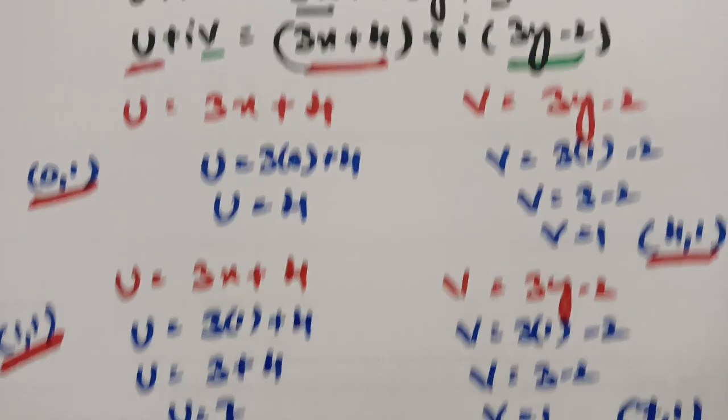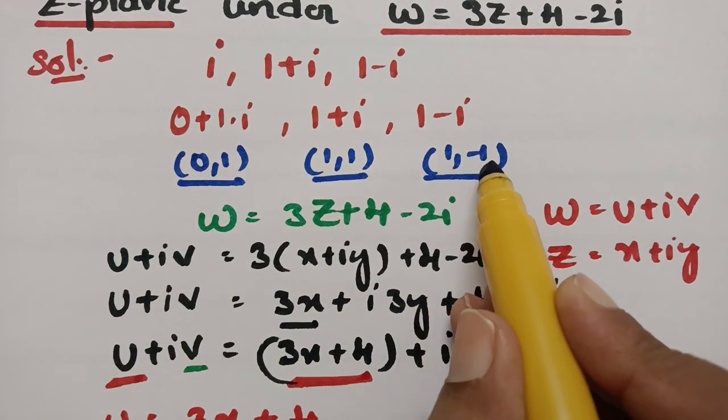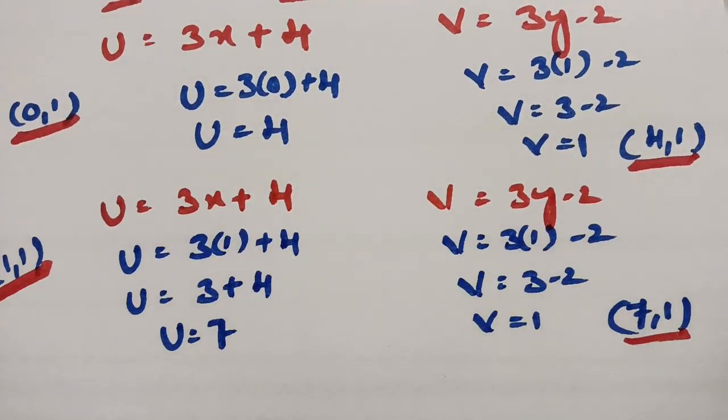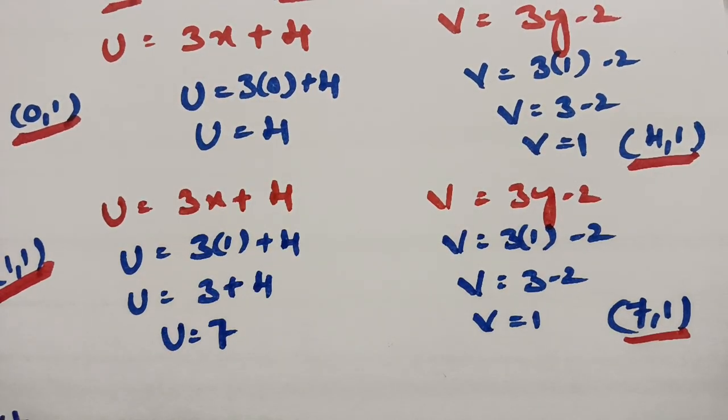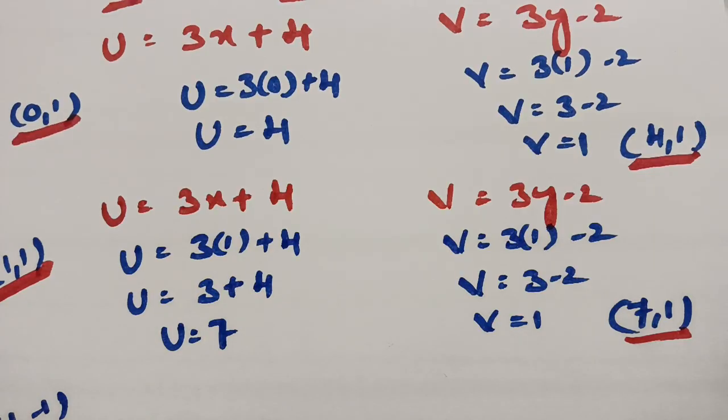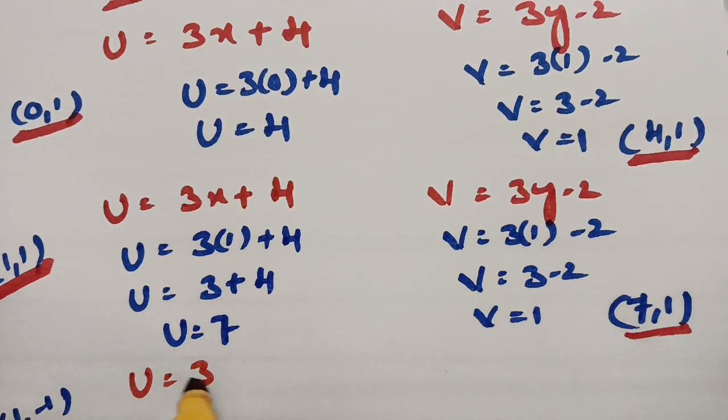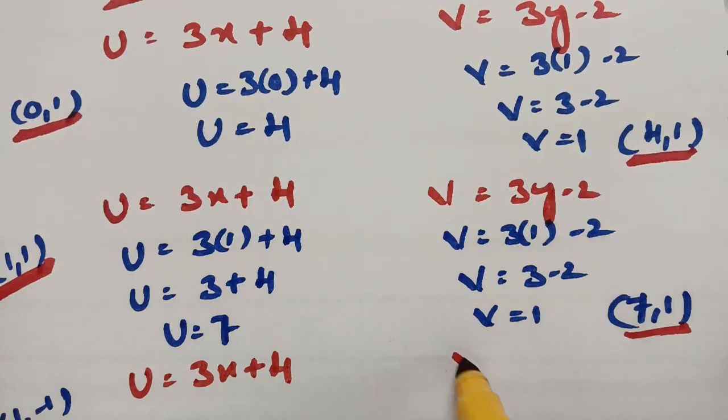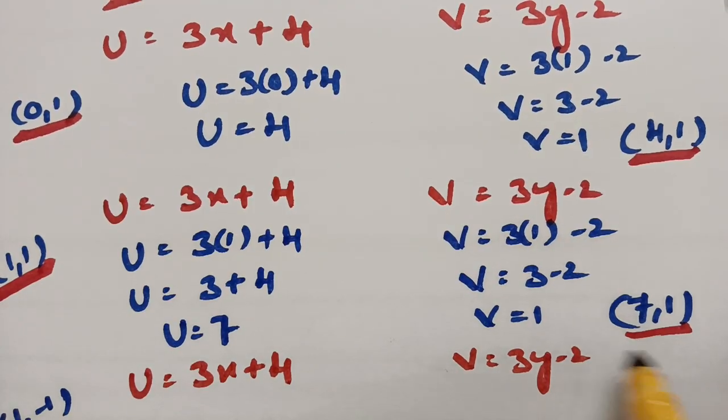And the next point here is (1, minus 1). If I substitute the same thing, x is 1 and y is minus 1, we have u equal to 3x plus 4 and v equal to 3y minus 2.